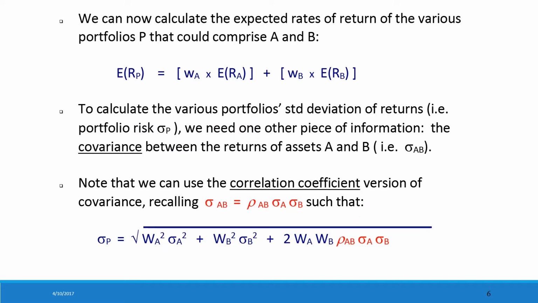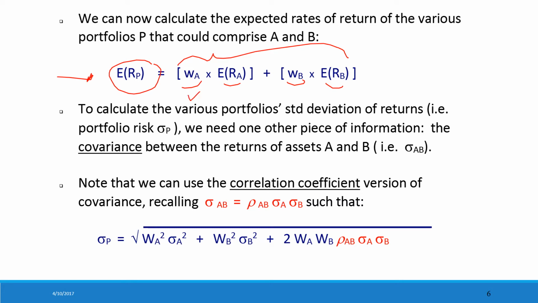So recalling from last week, to calculate the portfolio returns, the portfolio expected return is simply just the weighted average of the individual asset returns. So in this case, we have two assets, and therefore our portfolio expected return is simply just the weighted average of these two assets.